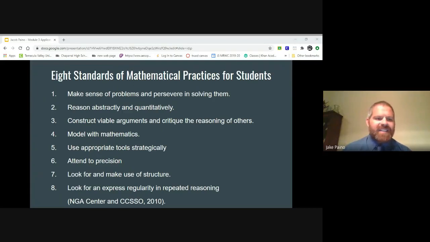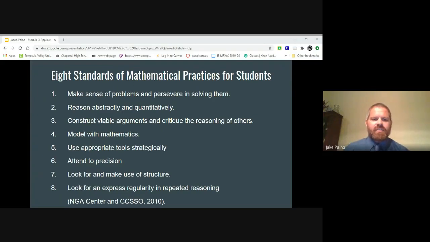They are to make sense of problems and persevere in solving them, reason abstractly and quantitatively, construct viable arguments and critique the reasoning of others, model with mathematics, use appropriate tools strategically, attend to precision, look for and make use of structure, and look for and express regularity in repeated reasoning. We need to make sure students are using these standards while working in the math classroom.